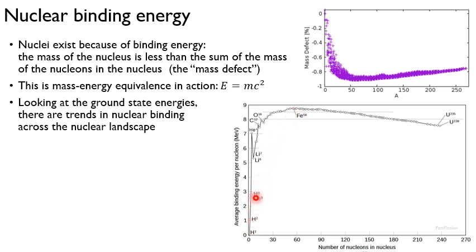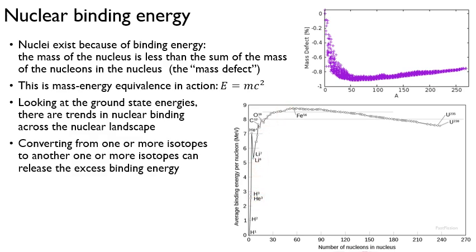And just for comparison, if I take something like the deuteron, this is a proton plus a neutron, then we're hardly bound at all, relatively speaking. So you have these trends in binding energy across our nuclear landscape. And that means that if we convert from one or more isotopes to another one or more isotopes, we can release the excess binding energy into the environment. And so that's how nuclear reactions often occur, that it's energetically favorable. And that's where the energy comes from to power stars, is these nuclear reactions.